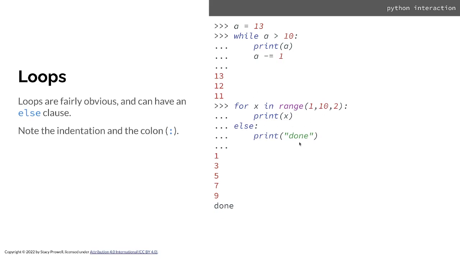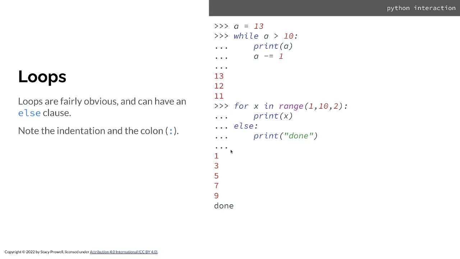So I could print each one out. And a nice thing about loops in Python is that they're allowed to have an else. So as long as this loop predicate is true, it's going to print x. When it turns false, it will print done. And so I get 1, 3, 5, 7, 9, done for this.